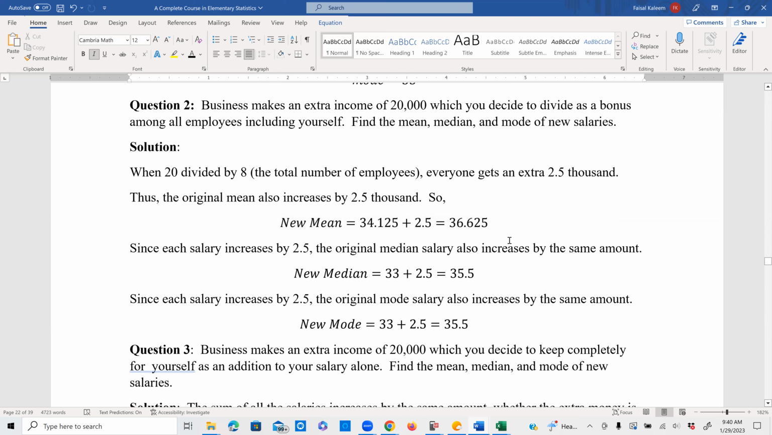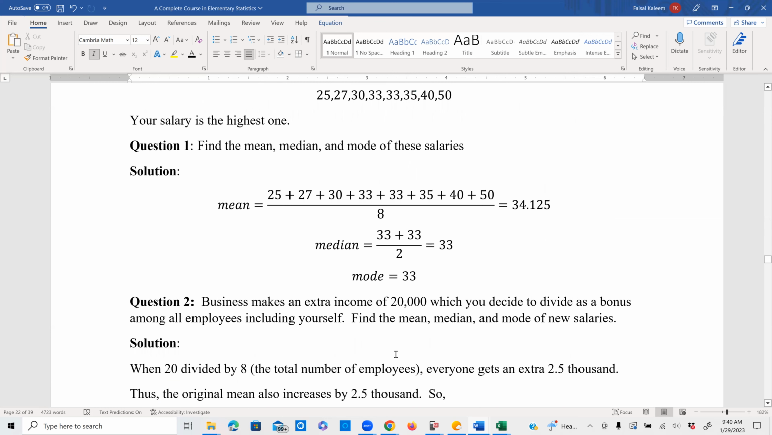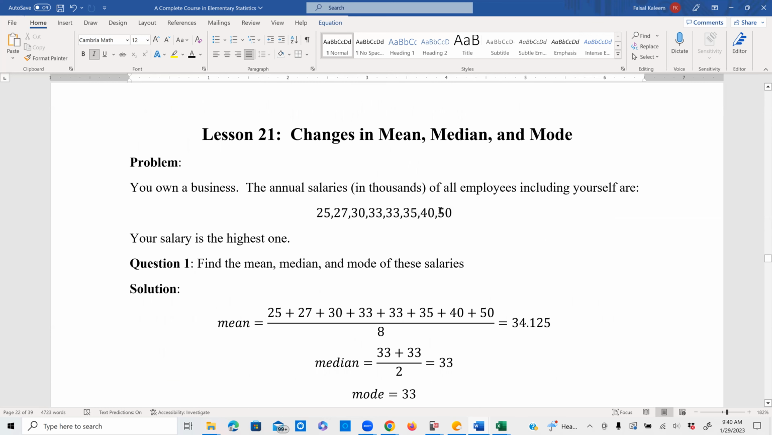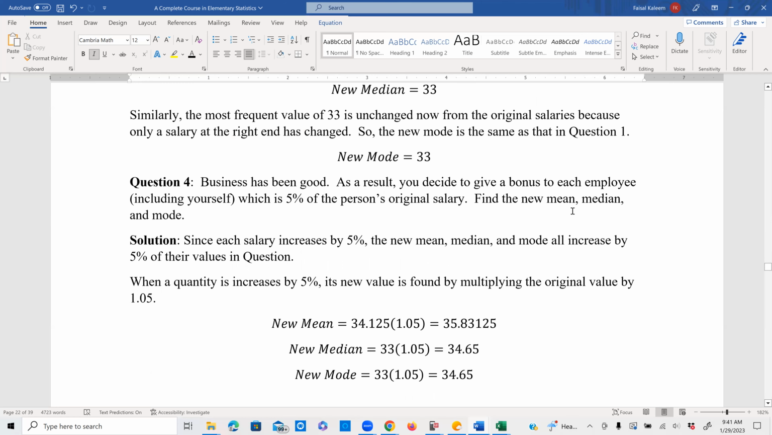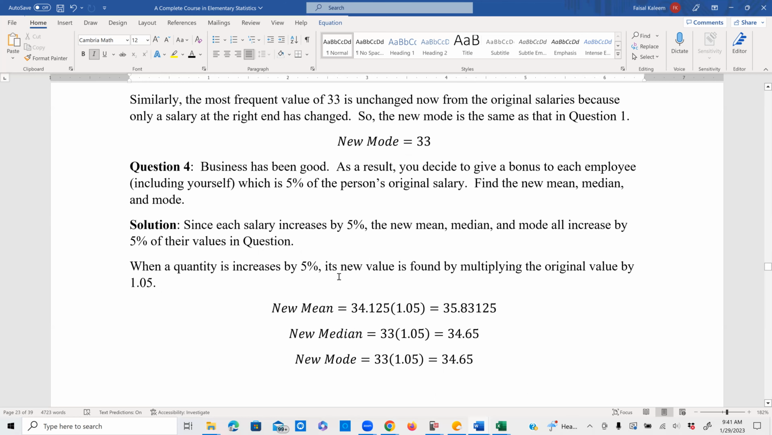But the median and mode will not be disturbed, because this time the extra 20 just gets taken by this 50, so the 50 becomes a 70. So we still have the same mode as before, 33, and the same median as before, which was 33. When only one value is increased toward the tail end, that does not change the median and mode, but it still affects the mean. And if everybody gets a 5% raise, then the original mean, median, and mode just get multiplied by 1.05.